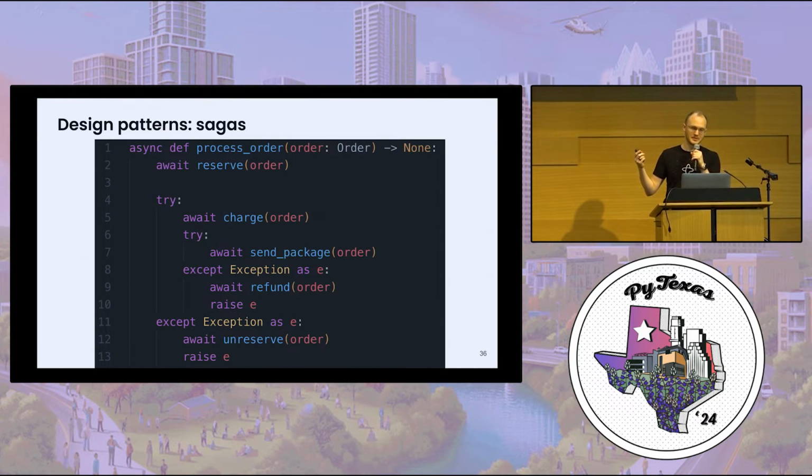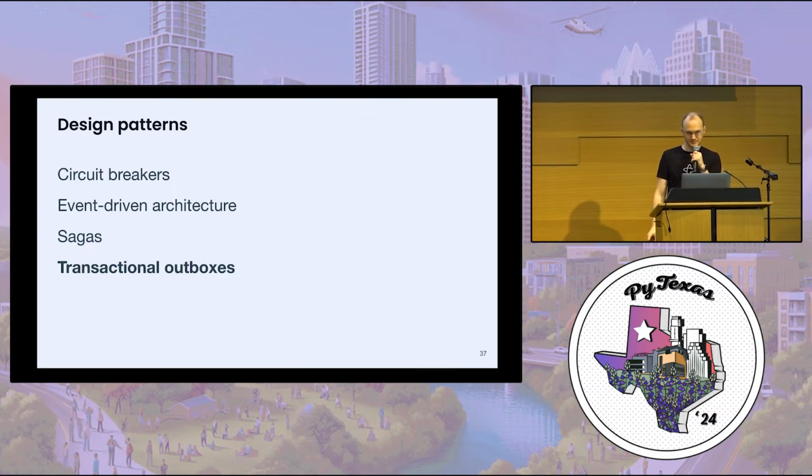So Saga is really easy to implement when you have a durable function.